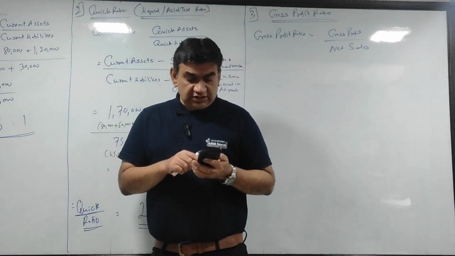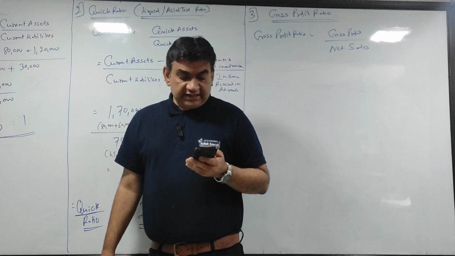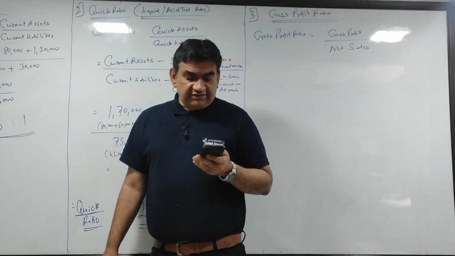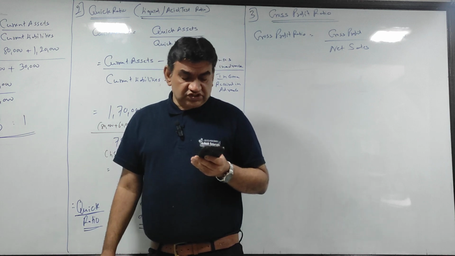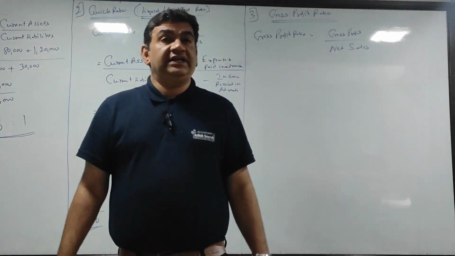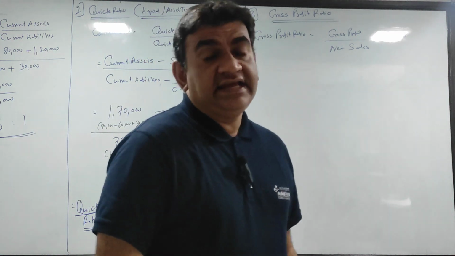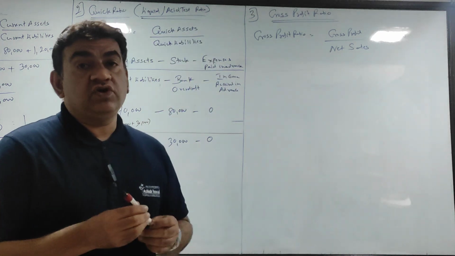Okay, now let's see the third question. Calculate the gross profit ratio from the following data. Sales given 10,50,000, purchases given, opening stock, closing stock, sales return. That means gross profit ka figure is not there directly, net sales is not there directly. They can give you directly or you'll have to find out.